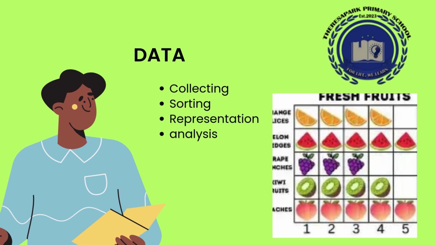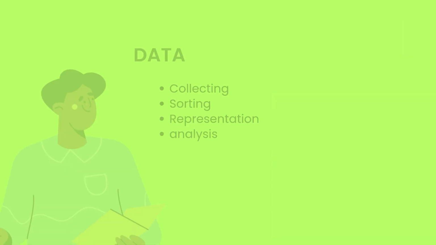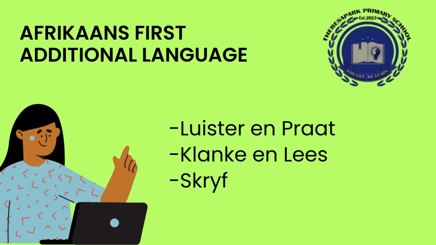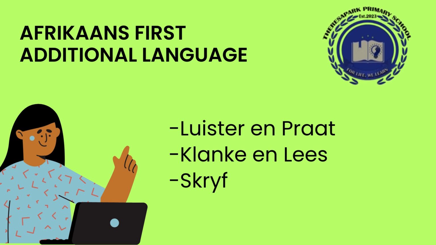Afrikaans First Additional Language, we have 3 learning areas: Luister en Praat, which is listening and speaking; Klanke en Lees, which is phonics and reading; Skryf, which is writing. Under Luister en Praat, we will have 2 activities.